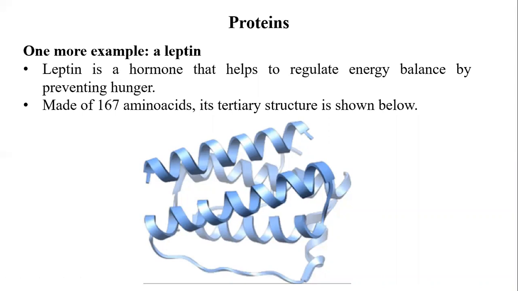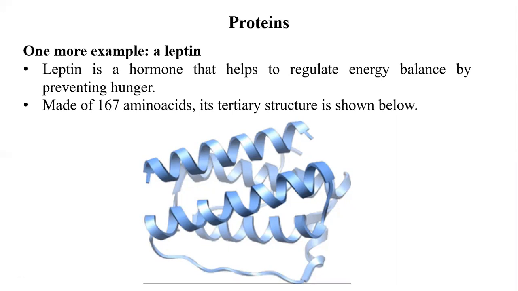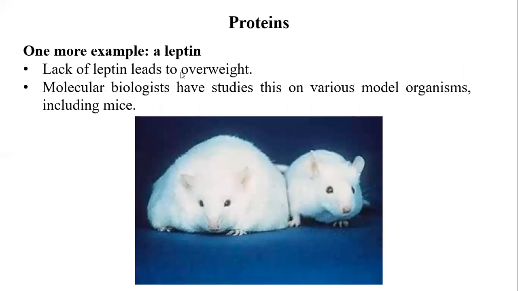और इसके total amino acids 167 हैं. इसकी टोटल जो अमाइनो एसिड की चेन है which makes a complete leptin protein, this includes 167. Okay, one more example of leptin: lack of leptin leads to overweight. अगर बॉडी में leptin प्रोटीन या उस हार्मोन की डेफिशिएंसी है तो दैट मीन्स कि उस पर्टिकुलर ऑर्गेनिज्म की जो बॉडी है वो ओवरवेट हो जाएगी.